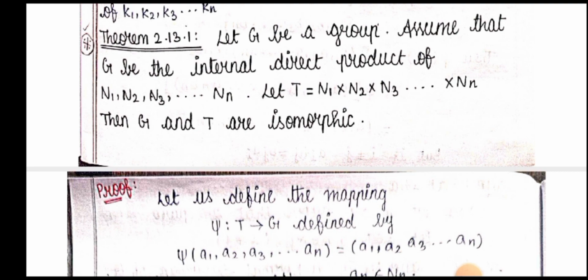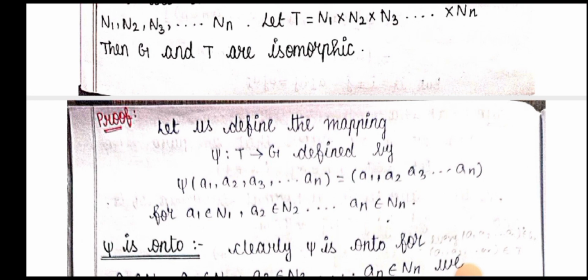Here the statement directly says that we have to prove the isomorphism between the internal direct product and the external direct product of n subgroups, namely normal subgroups. So G, the group, is internally written as N1 into N2 and so on into Nn, and it is externally written as T equal to N1 cross N2 cross and so on cross Nn. Now we move on to the proof.